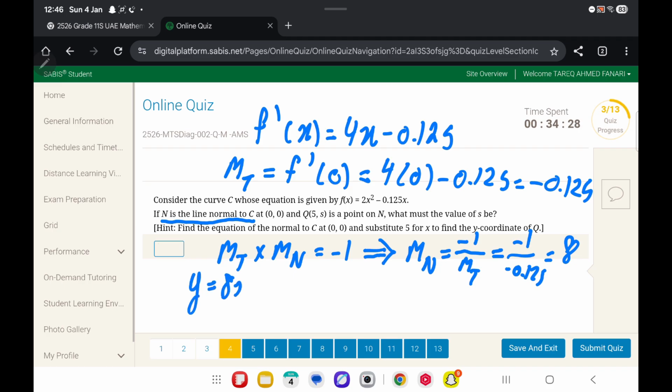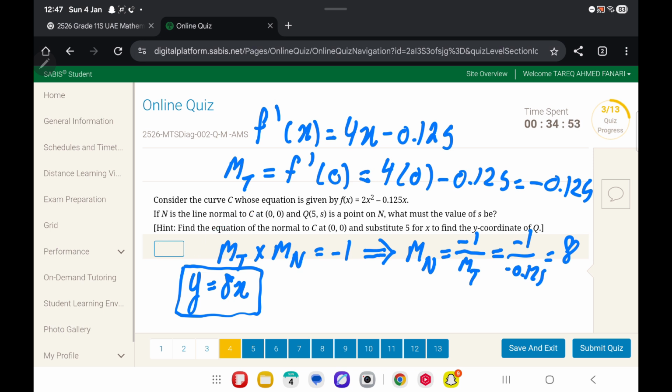y equals 8x plus b. Now, I have the point where it's normal to, right? 0, 0. So I'm going to substitute that here. 0 equals 8 times 0 plus b. b is 0. So this is the equation of the normal. Now, I just had to find b, but in our case, b was 0. That's why I substituted. Okay?